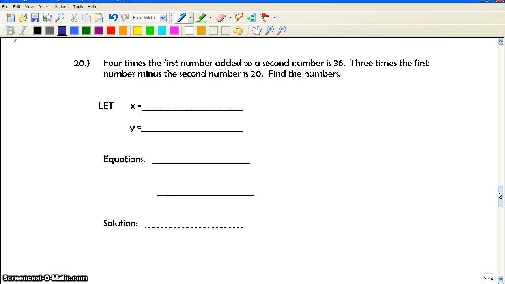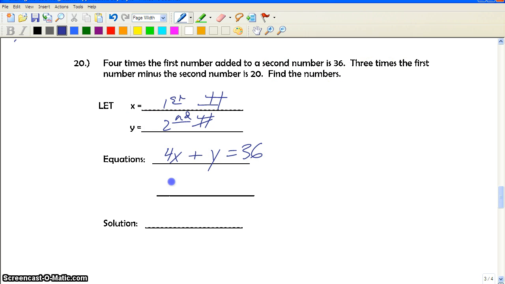4 times the first number added to the second number is 36. That's crazy sounding. 3 times the first number minus the second number is 20. Find the numbers. Okay, purpose statement: find the numbers. So y is the first number, we're going to say, and x is going to be the second number. Alright, let's read the first one. 4 times the first number. That's 4 times x, added to the second number, which was y in our case, is 36. So that's the first equation.